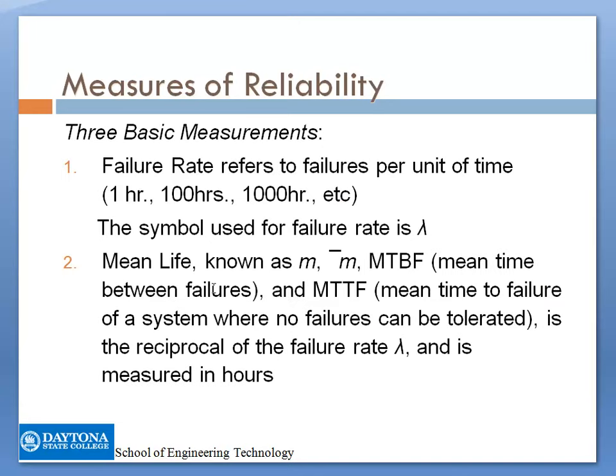So the failure rate, once again, refers to the failures per unit of time, and the symbol that we use is lambda. The mean life is also known as M or M bar, or the mean time between failures, or the mean time to failure. That is for a system where no failures can be tolerated, and it is the reciprocal of the failure rate, lambda, and is measured in hours. Whatever value you have for lambda, the mean life, which is M or M bar, will be 1 divided by lambda.